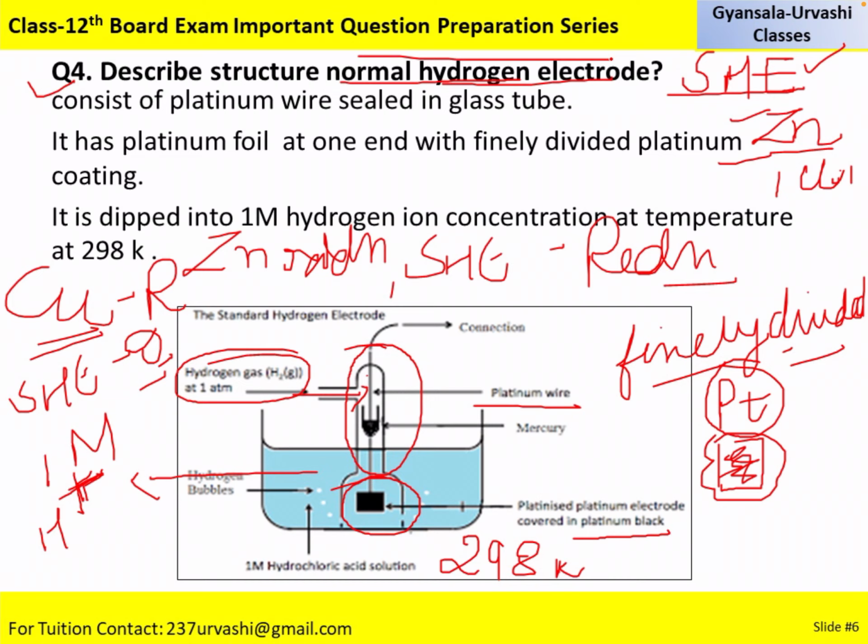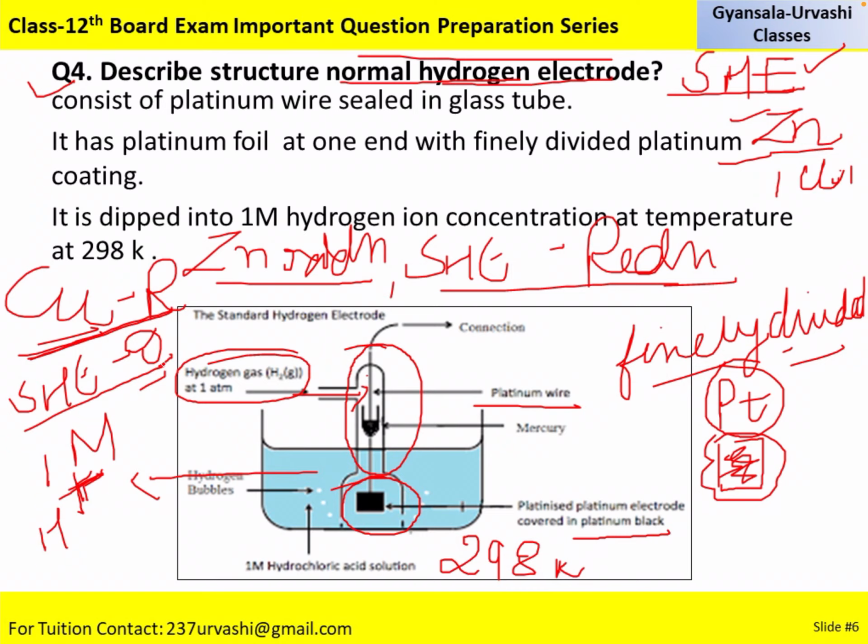How does it do so? When the given element can undergo oxidation, it will act as a reducing electrode. And when the given electrode whose electrode potential you want to find out is undergoing reduction, then the standard hydrogen electrode will act as an oxidizing electrode.